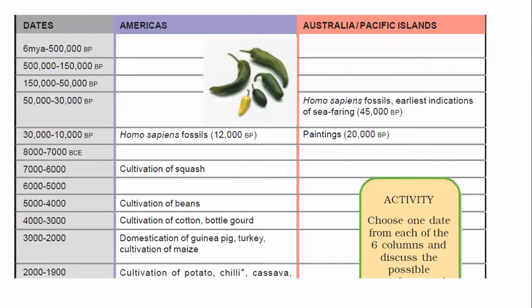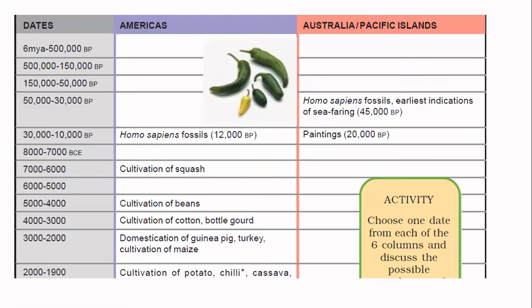Now we are going to look at America and Australia. In the same timeline, that is 6 million years ago, we start, and you can see America and Australia, both of it, we have still not found any evidence that dates back to this particular time. It starts 50,000 to 30,000 years before present, that is exactly 45,000 years before present, that we have found Homo sapien fossils. That is early indication of seafaring at Australia.